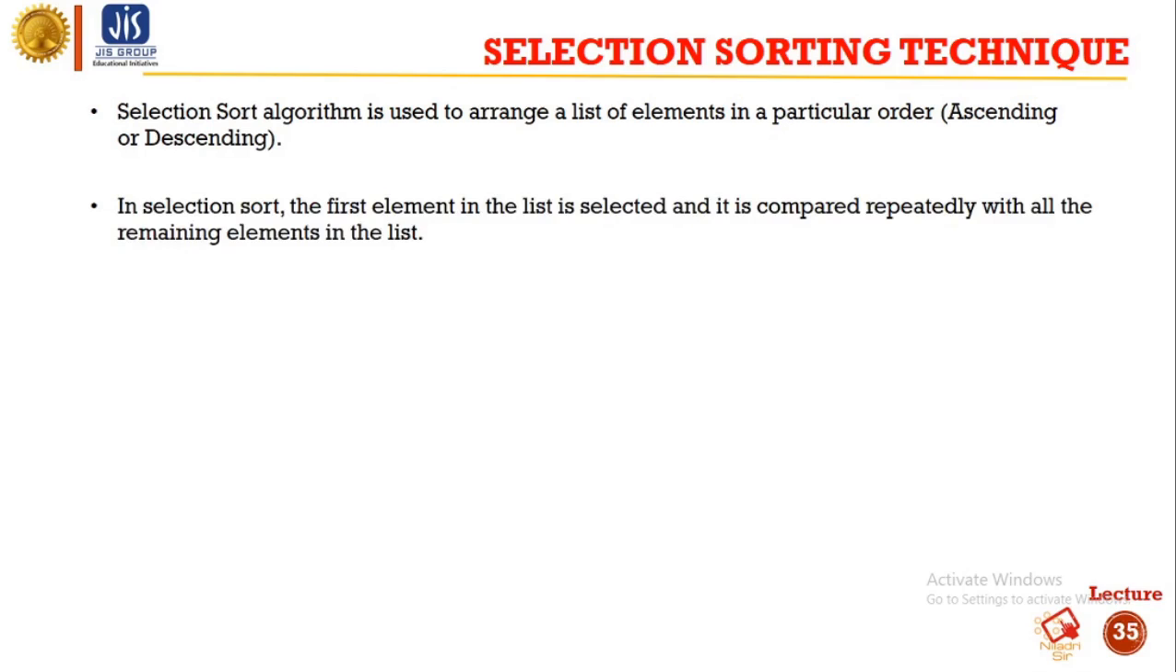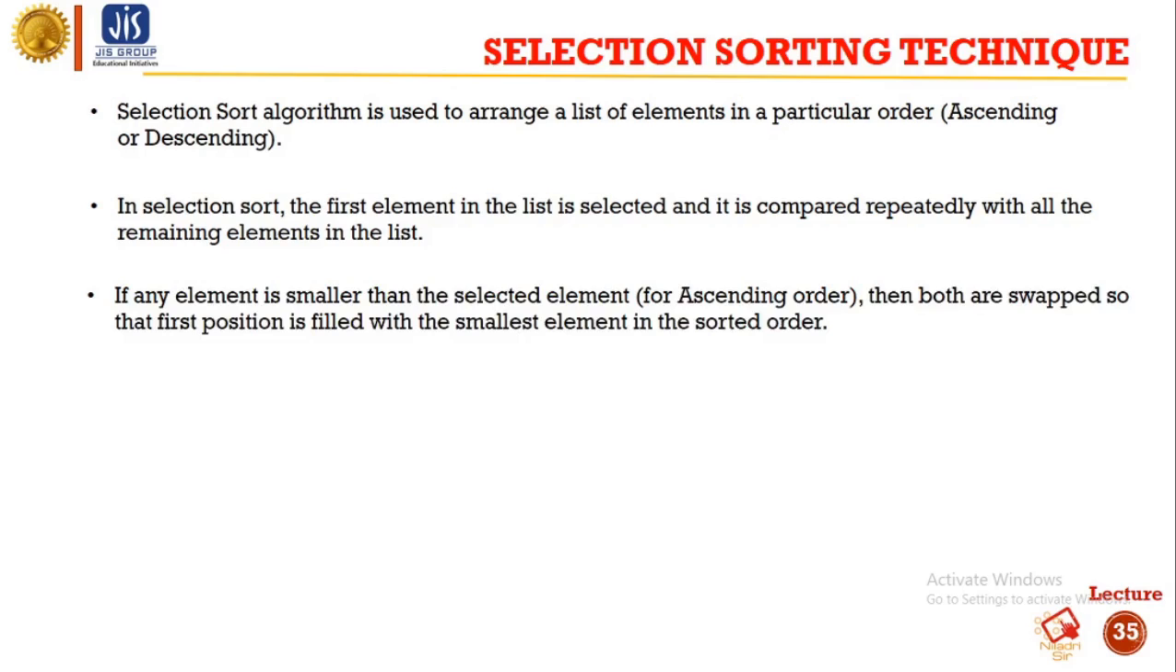In selection sort, the first element in the list is selected and it is compared repeatedly with all the remaining elements in the list. If any element is smaller than the selected element, then both are swapped. So the first position is filled with the smallest element in the sorted order.